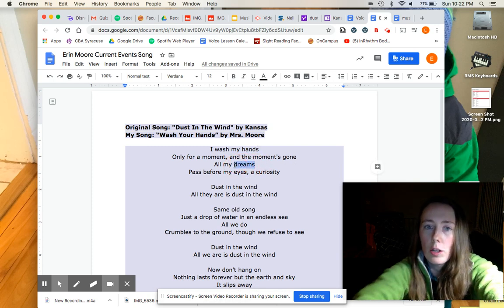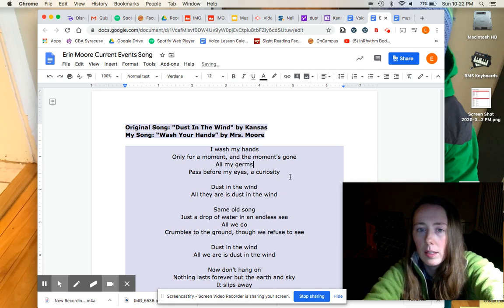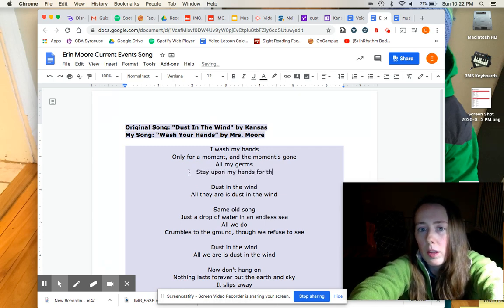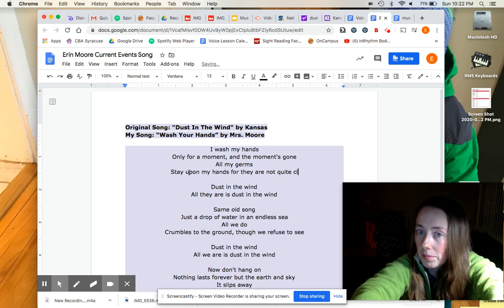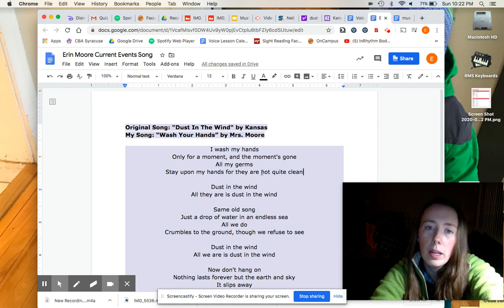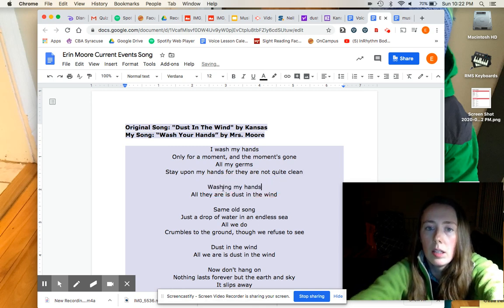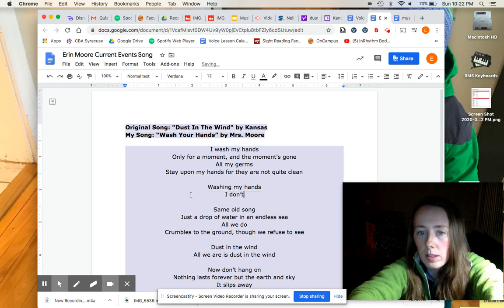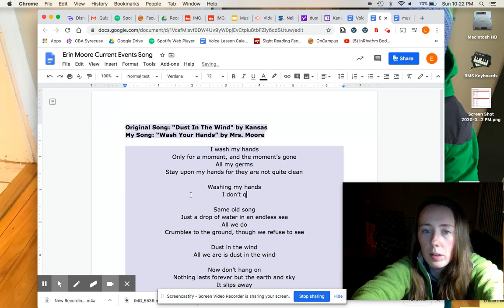All my germs pass before my eyes of curiosity. Stay upon my hands, for they are not quite clean. And I'm doing this on the fly, so it's probably terrible. You will spend a little more time on yours. Washing my hands. Think I do. Don't know how to wash up my hands.